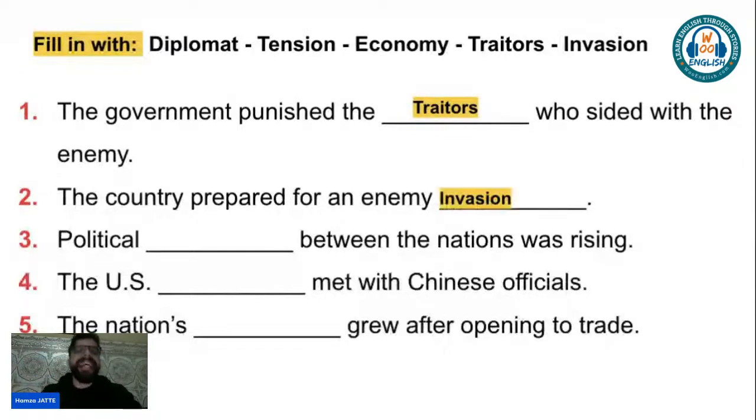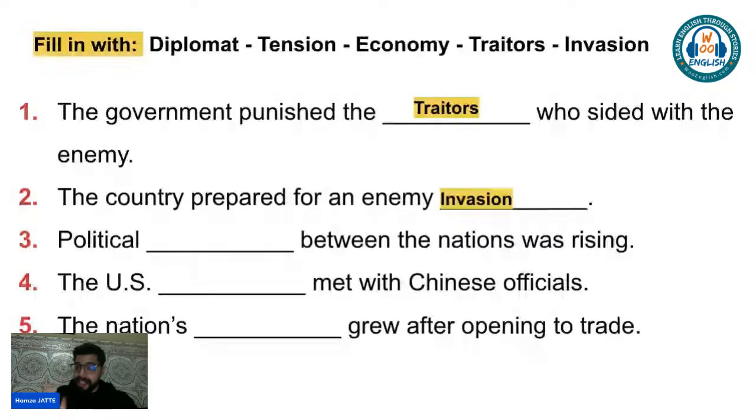That's wonderful. Invasion, exactly. So when you hear that another country is trying to invade your country, the verb, by the way, is to invade with a D. You need to prepare. Number three, political blank between the nations was rising, was going up, and this is a bad thing. If this goes up between two countries, things can go bad very quickly. So, what do you think, guys, is the answer for number three?